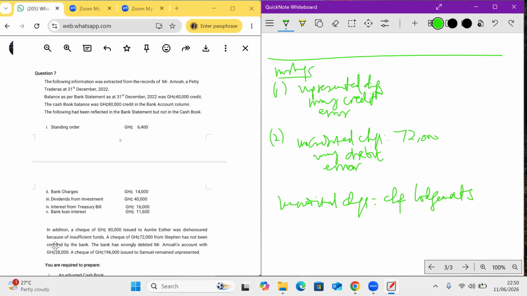Yeah, 72,000. Continue. And then the bank has wrongly debited Mr. Amwa's account with 28,000. So that's a wrong debit, a wrong credit, Madam. Wrong debit. Why do you want to say wrong credits when they've not said wrong credits? Wrong debits. How much is it?